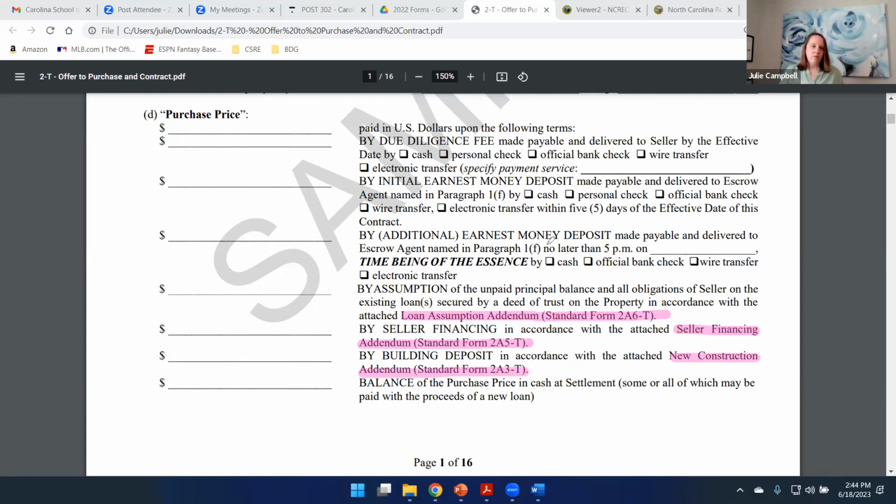So we've gone through, really what happens here is we take this top line, this purchase price, minus all the lines in between. And this very last line here is the balance of the purchase price in cash at settlement, some or all which may be paid with the proceeds of a new loan. Now, in all my years, I cannot imagine a situation where every single one of these lines is filled out. You're not going to have a loan assumption, seller financing, new construction, due diligence. You're not going to use all of these.